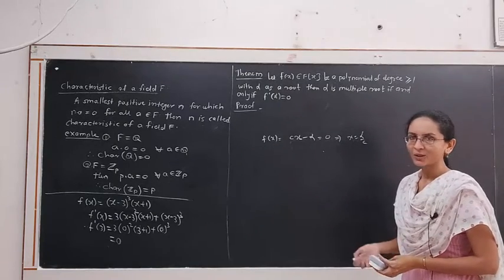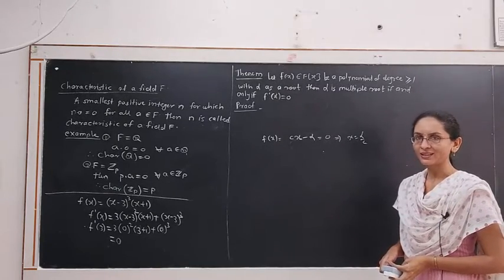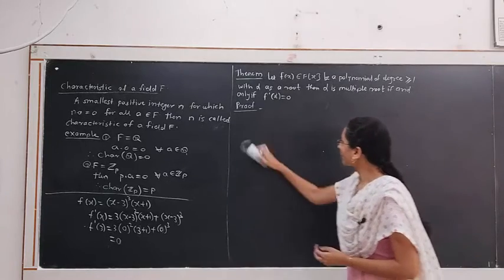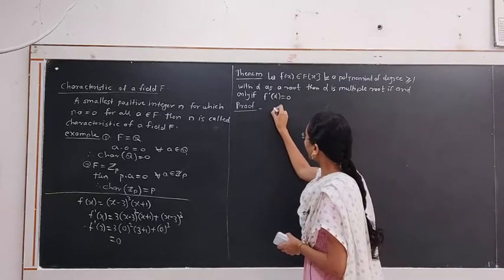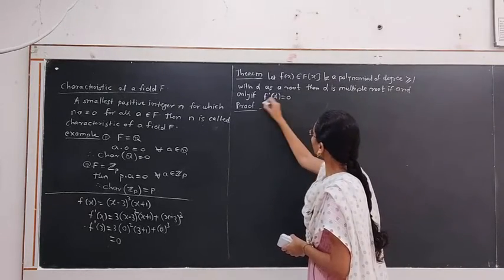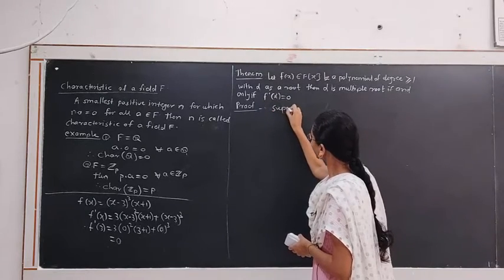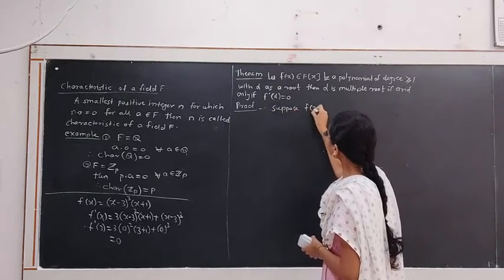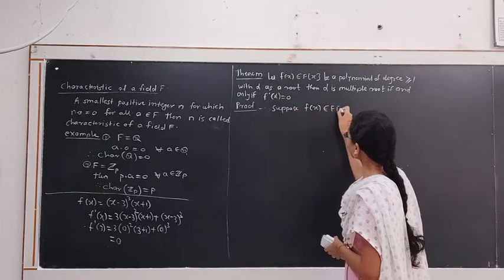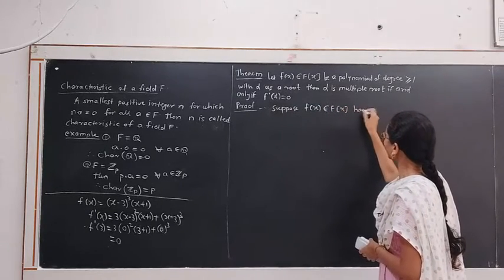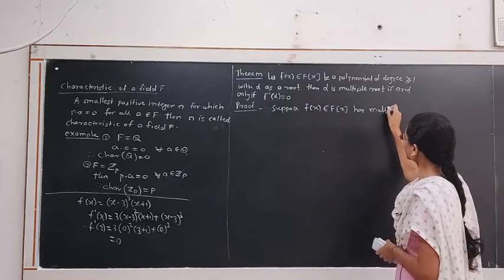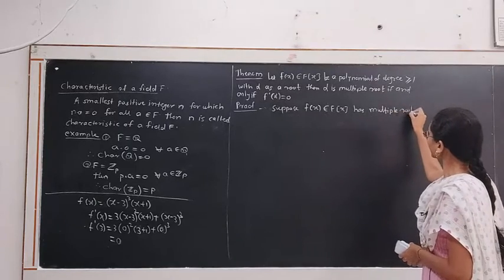Now we consider the polynomial of degree greater than 1, f(x). Suppose the polynomial f(x) belongs to the field F[x] has multiple root alpha.